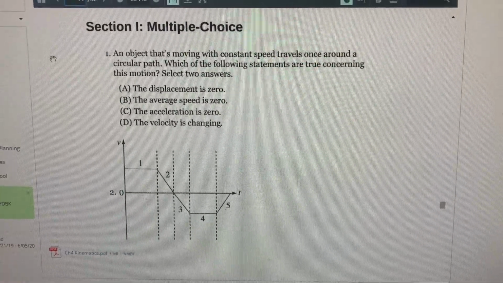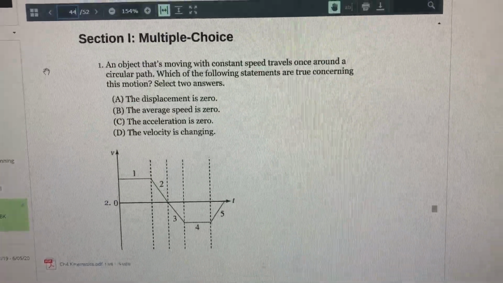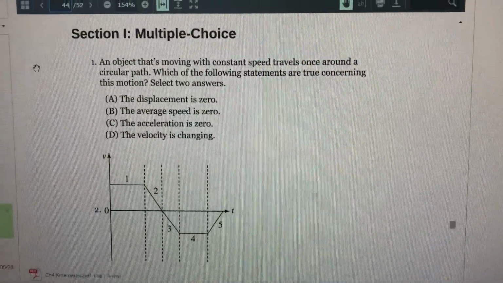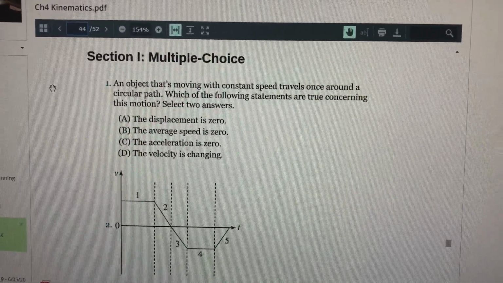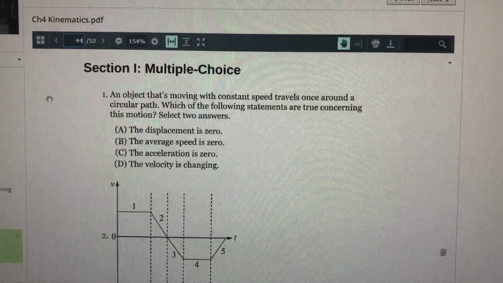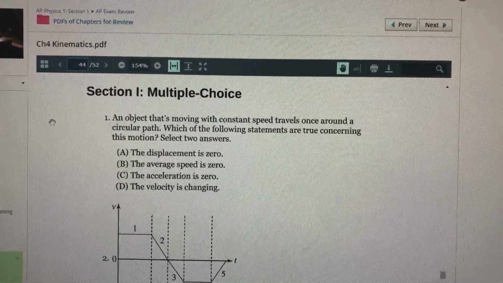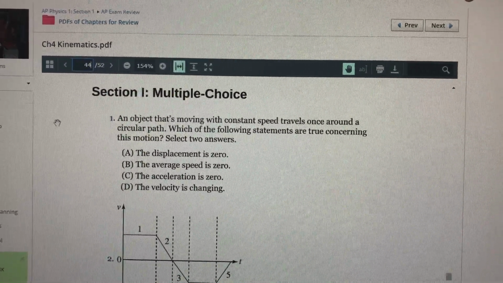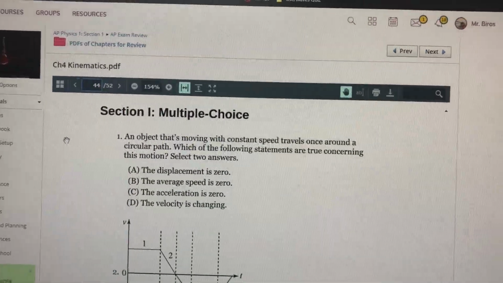Most people got that. Now, the acceleration is not 0, because if an object is moving in a circular path, you have centripetal acceleration for circular motion. And D is correct, because the velocity is changing. The tangential velocity of the object as it goes around in a circle does change. So D and A are correct. C is incorrect because there is some centripetal acceleration. Even if the speed is constant, the velocity changes direction and you have acceleration.